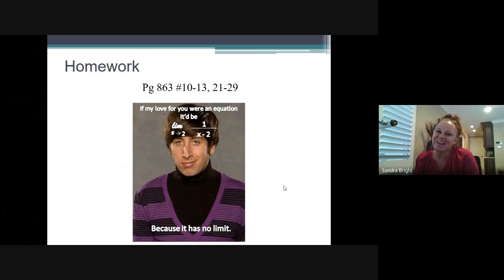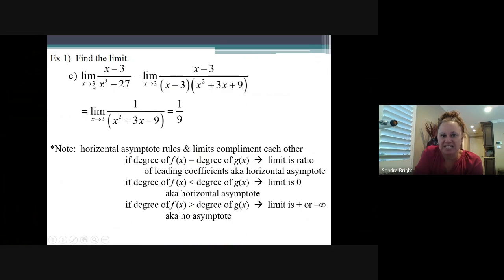Okay, there's your homework. Let me go back. Obviously, this was as x goes to 3, so you're able to actually plug it in. These horizontal asymptote rules and the limits, it's when x is going to either positive infinity or negative infinity, what is happening. Those are the limits that this matches.